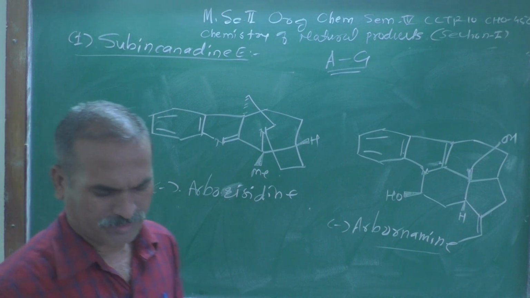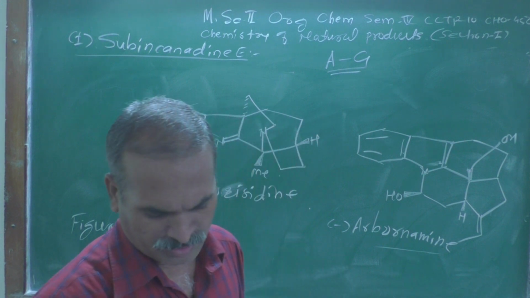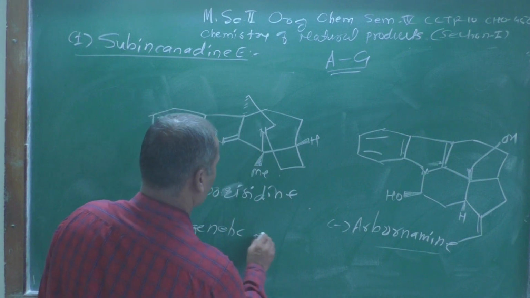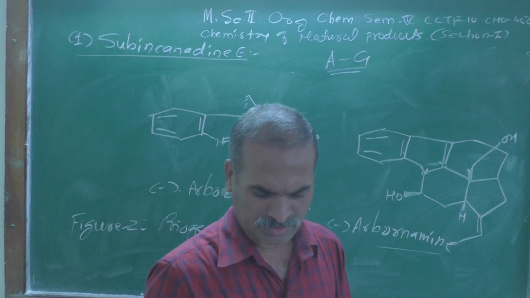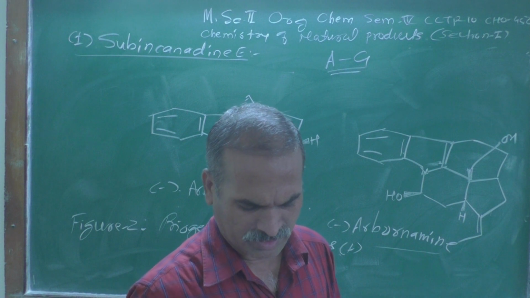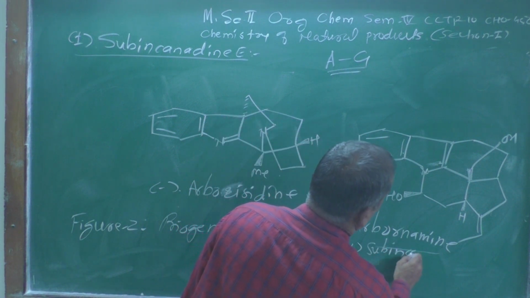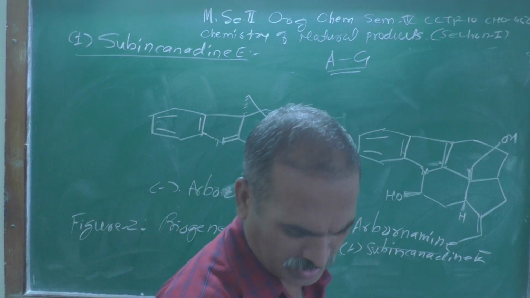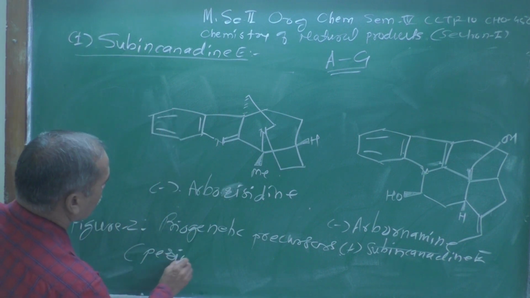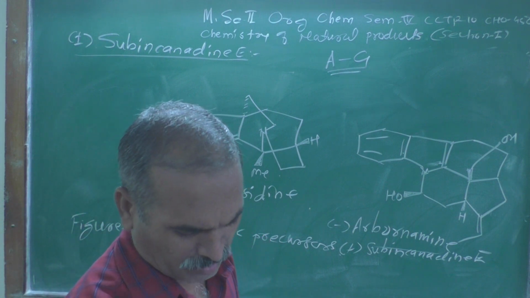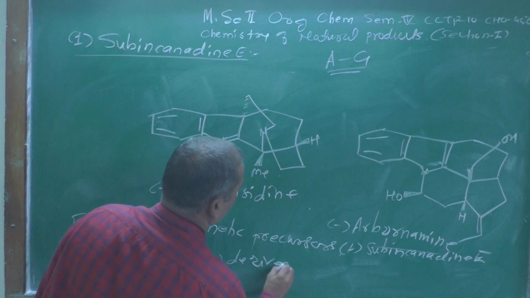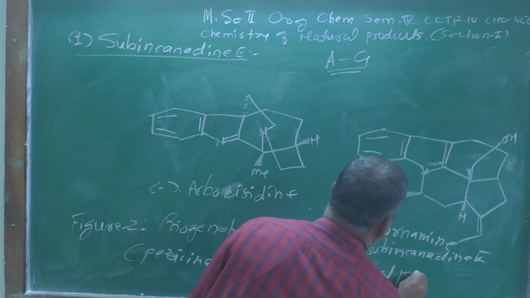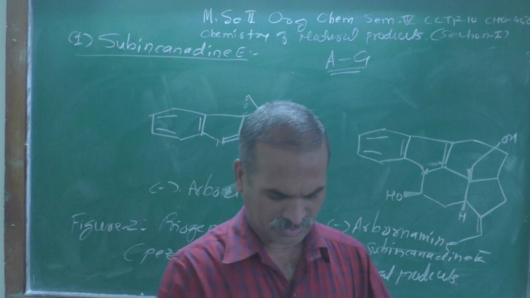Figure 2, and the title of that figure is: biogenetic precursors plus Subincanadine E, pericine, and pericine-derived novel natural products.